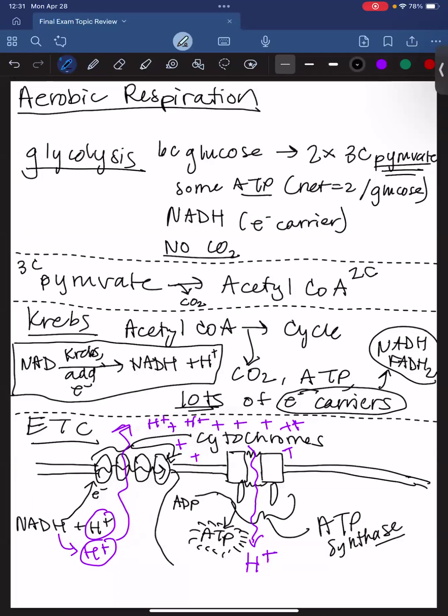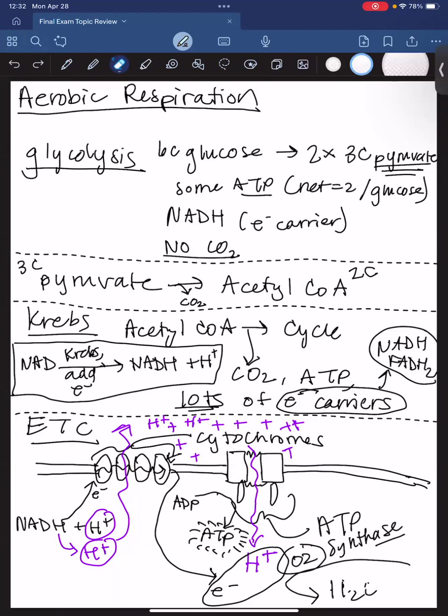This electron, after it's moved through all of the cytochromes, we can take that electron minus and the hydrogens and bring in O2 and split it up. The electrons plus the H plus splitting up an O2 will give us H2O as a product. And this is why oxygen is our final electron acceptor in our process.